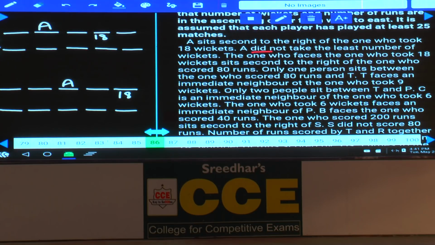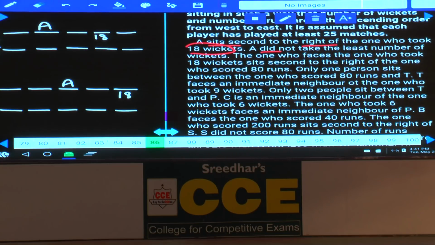Second, A sits second to the right of the one who took 18 wickets. Now these persons are facing towards south. 18, second right hand side is A. A did not take the least number of wickets, which means A cannot be at the left extreme. Then that is the first information here.